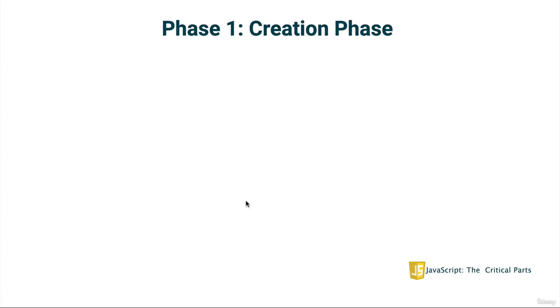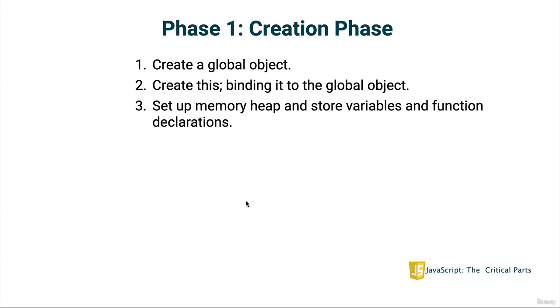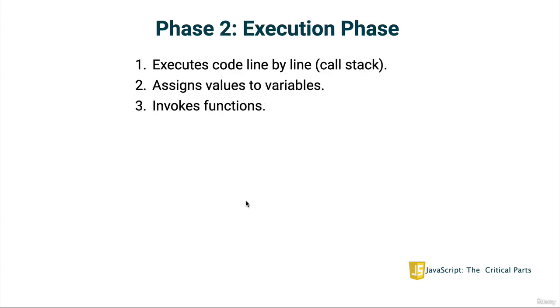So really quick, let's review those steps of the creation phase. The global object is created. This is set up and bound to the global object. And then inside the memory heap, any var declaration or function declaration is established in memory. And then during the execution phase, we execute the code line by line. Values are assigned to variables and functions are invoked.